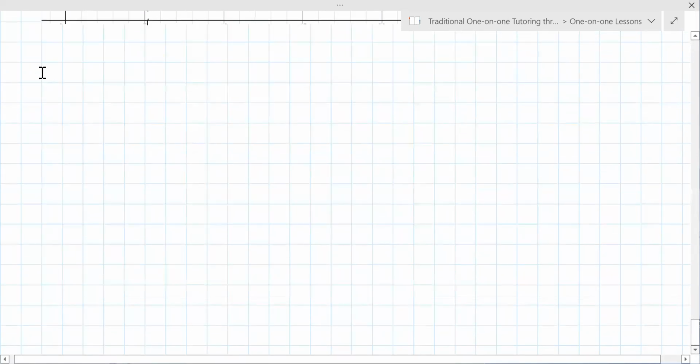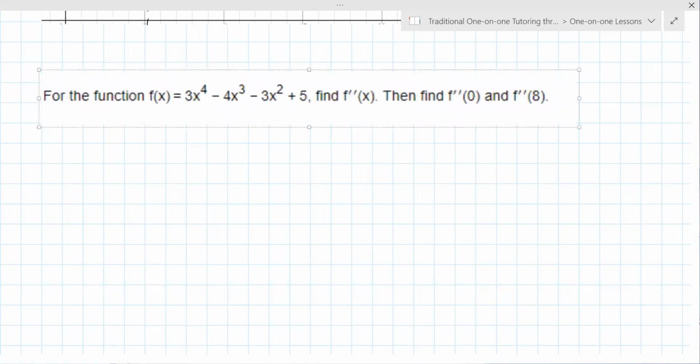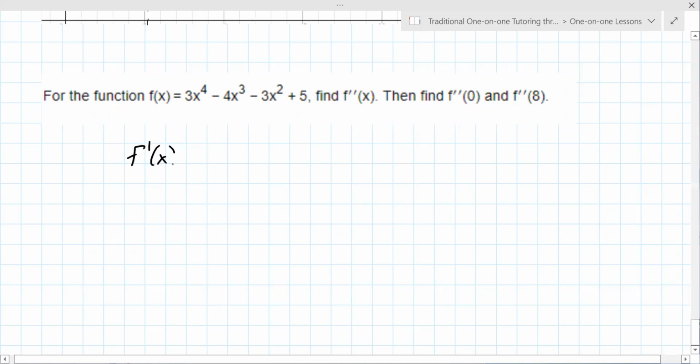Moving along here, we've got finally one we really can't graph, so we'll have to do this by hand, but it's not that bad. You have to first find the second derivative. So you first go with the first derivative. That's the power rule. You take this 4 and multiply it by 3, 12x cubed, 4 times 3, minus 12x squared, 2 times 3, minus 9x. But wait, we've got to do it again.